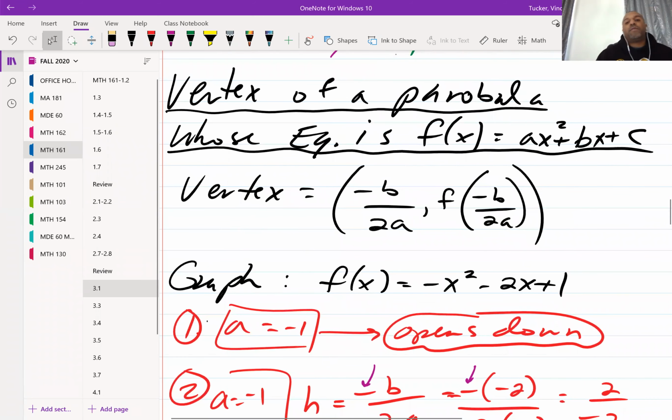All right. Vertex of a parabola whose equation is f of x equal to ax squared plus bx plus c. So it's not in that standard form that we were mentioning earlier.